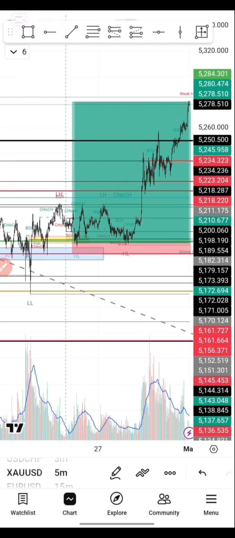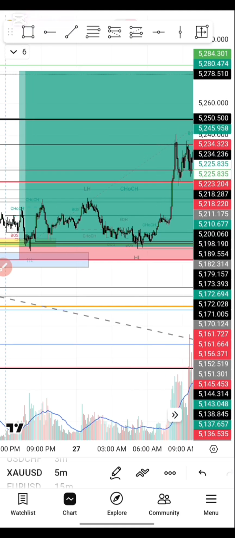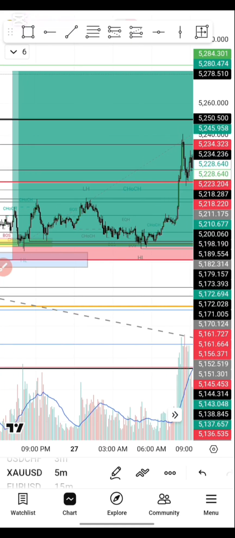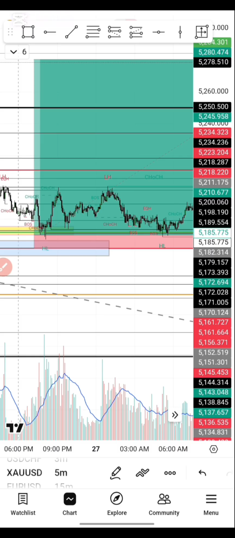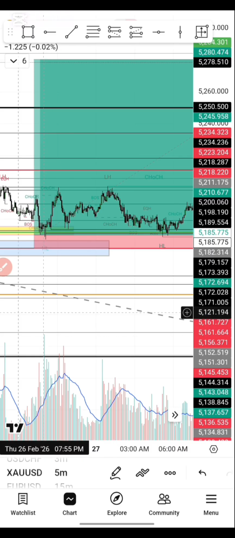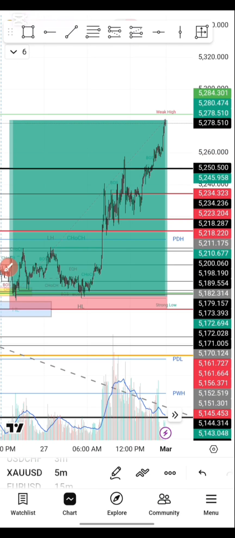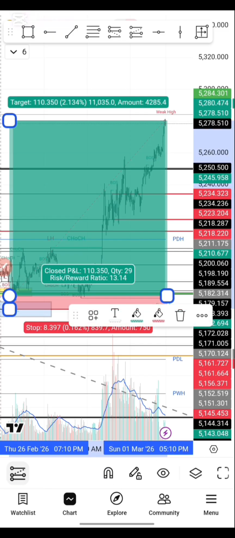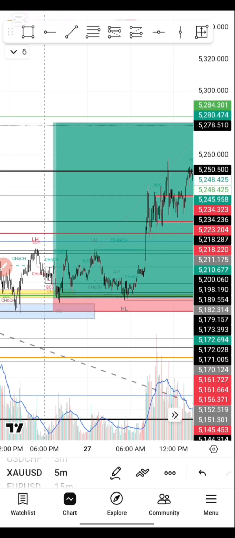And this was on Friday. On Friday, I took this trade at my 8 o'clock as usual. This was a very strong signal for me. Took the trade at this level. Then held the trade. Actually, this was a 1:13 risk reward trade. I entered the trade at this level.